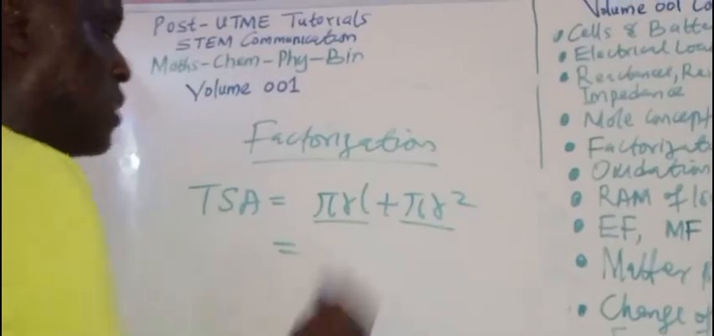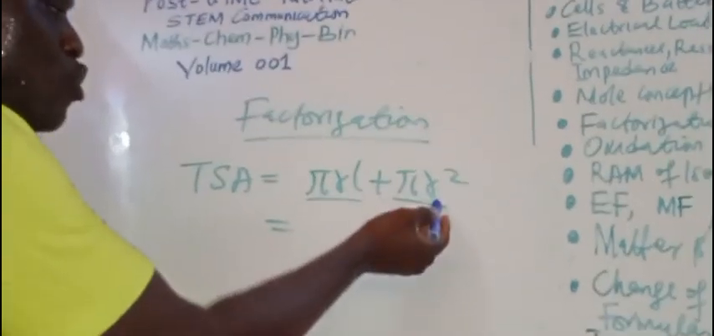Okay? For example, let's say I give you the total surface area of a cone, which is pi Rl plus pi R squared. This is a simple equation. I can ask you to factorize this. What is the common factor here? What can you see here that you can bring out? Pi, 1R, 2R, so I can bring out pi R.